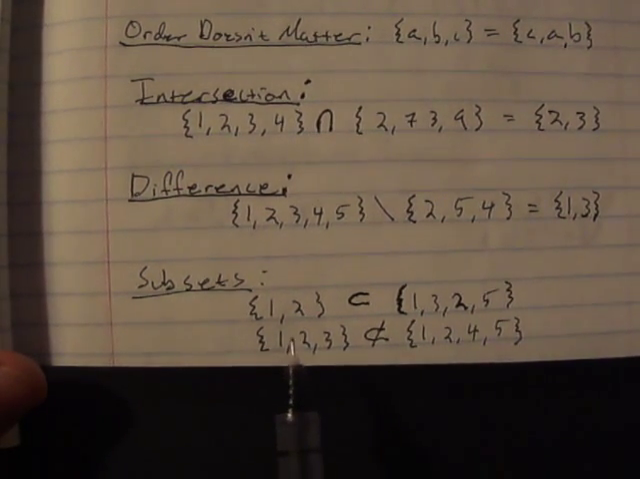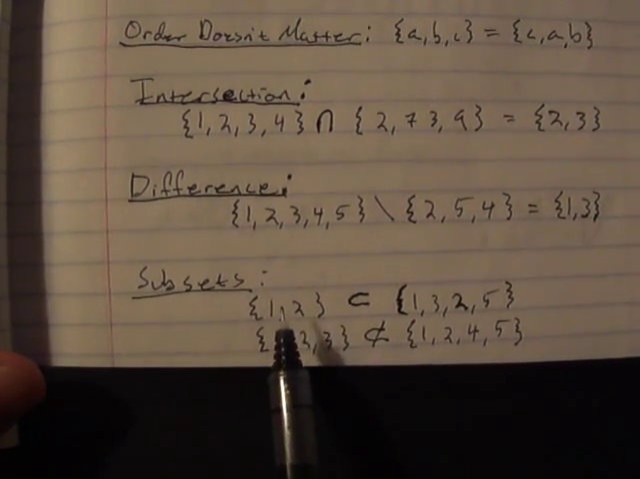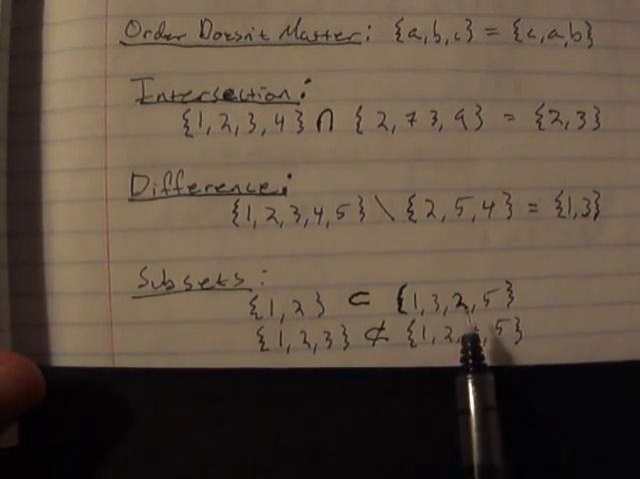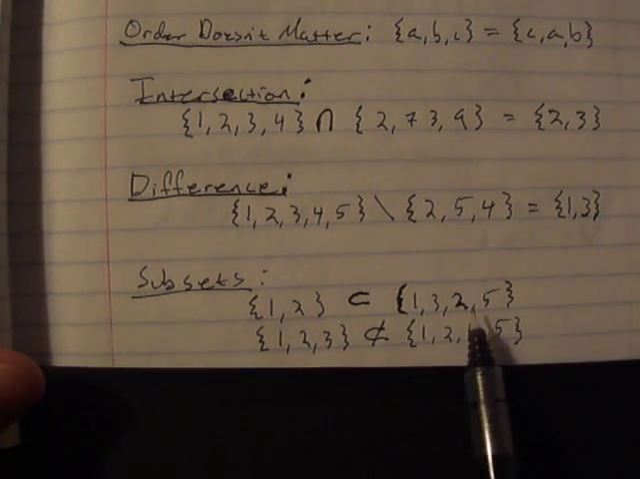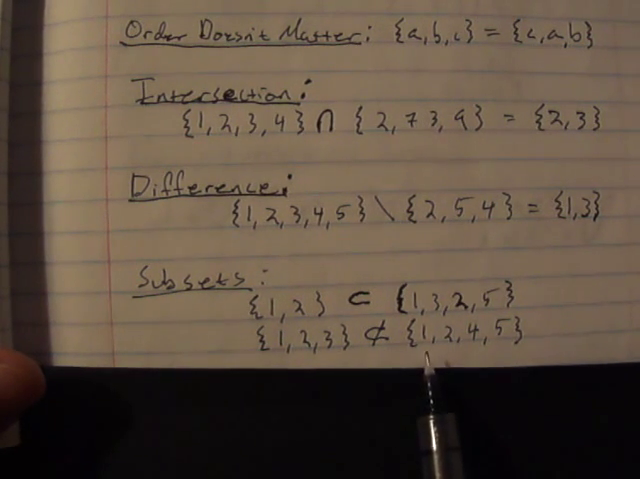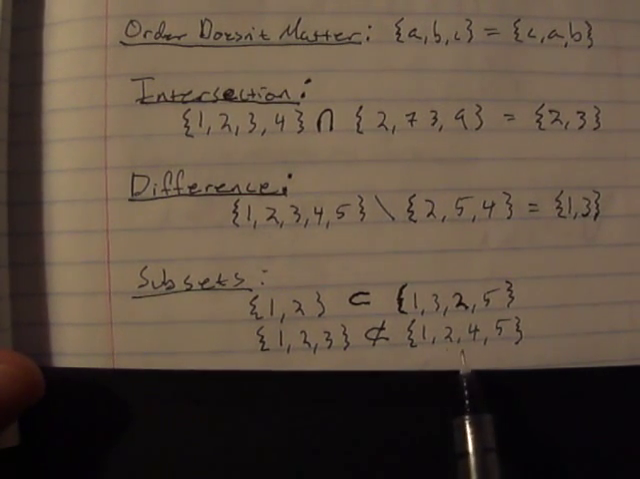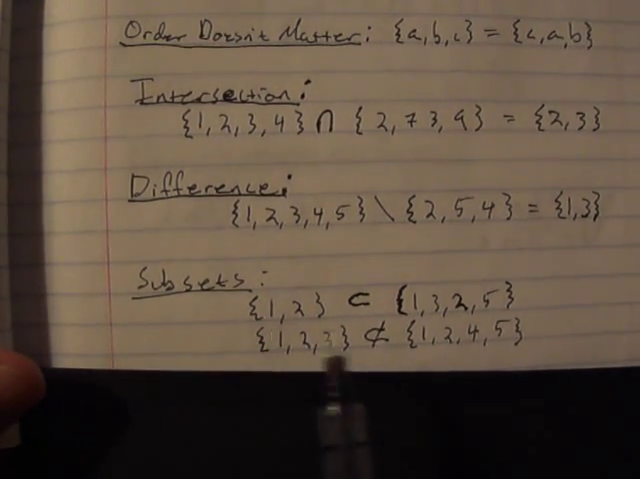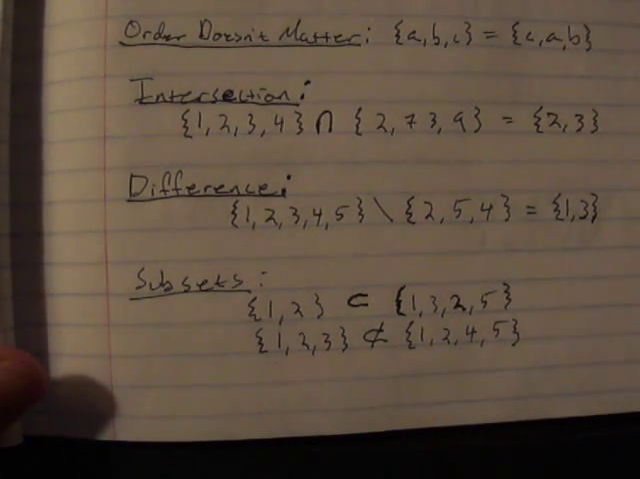Subsets. When everything in one set is in another set, then we say that the first set is a subset of the second one. So {1, 2} is a subset of {1, 3, 2, 5}, because 1 and 2 are in this set. However, {1, 2, 3} is not a subset of {1, 2, 4, 5}, because 3 is in the first set but not in the second set. So in order for one set to be a subset of the other, every element of the first has to be an element of the second. Okay, and there'll be more set theory coming up.